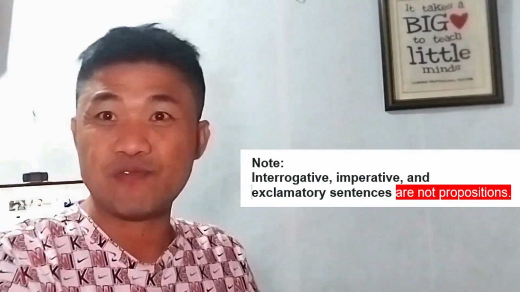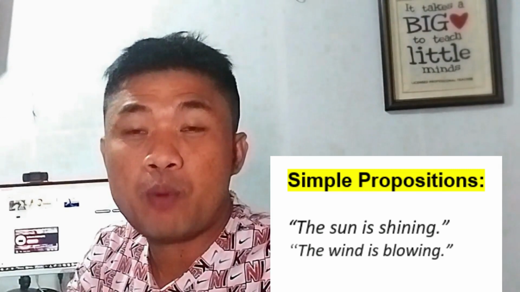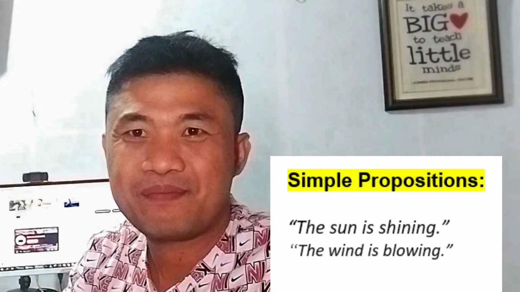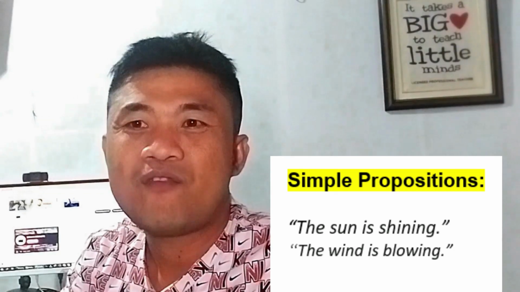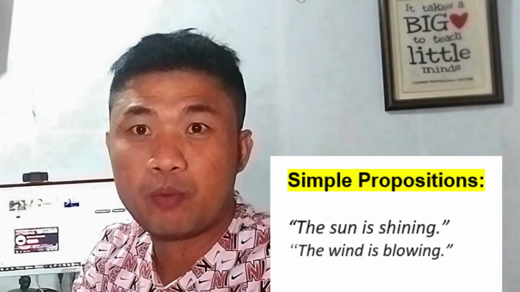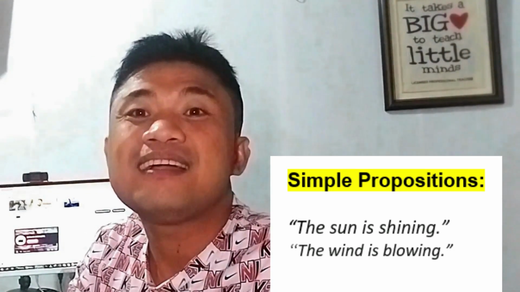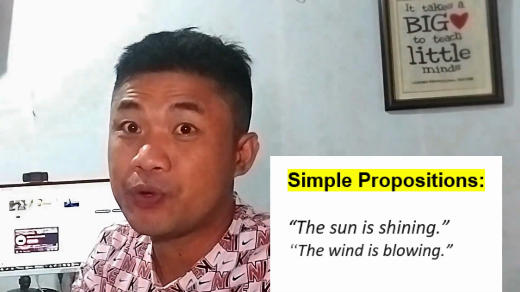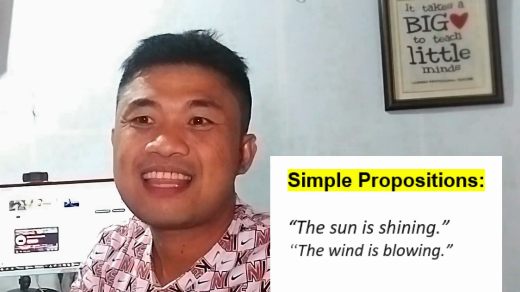Okay? Its form. We have now the simple proposition. One sentence. To make it easy, a simple sentence. Okay? For example, a simple proposition: the sun is shining. Either true or false, right?